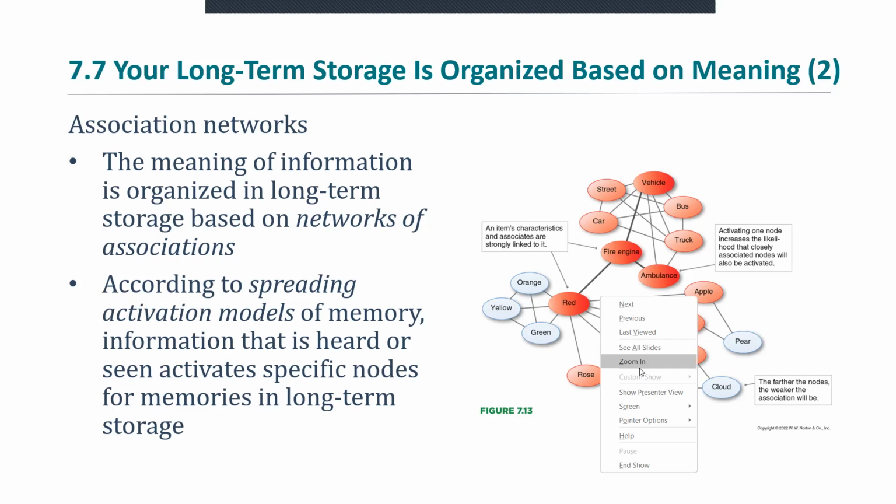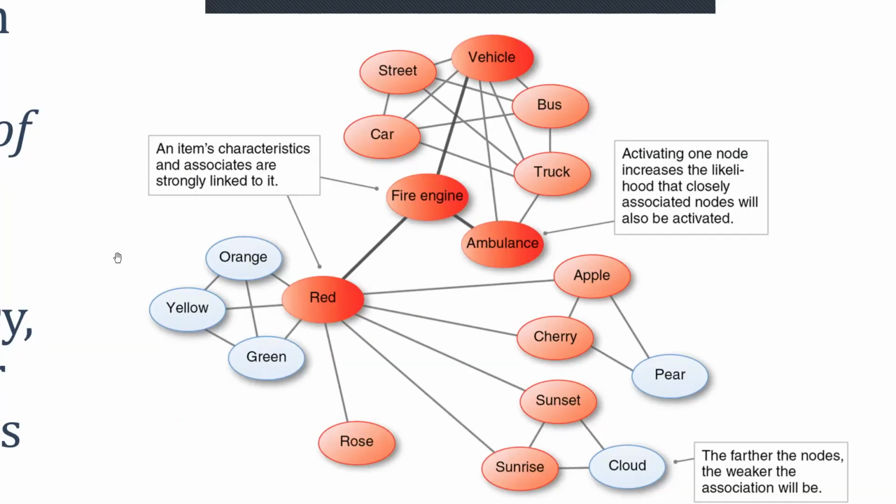Let me zoom in here. An item's characteristics and associates are strongly linked to it. The concept of fire engine is strongly linked to the color red, because fire engines are always red, at least in our country. Those two concepts would have a strong attachment within your memory. If you activate fire engine, the color red will automatically be activated as well. Activating one node increases the likelihood that closely associated nodes will also be activated, and the farther the nodes, the weaker the activation will be.